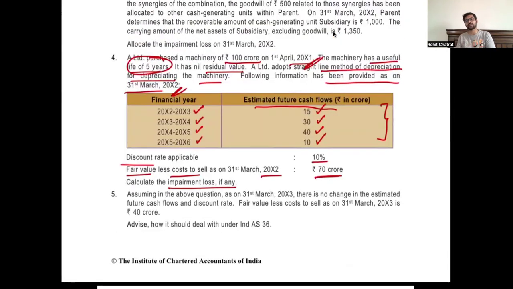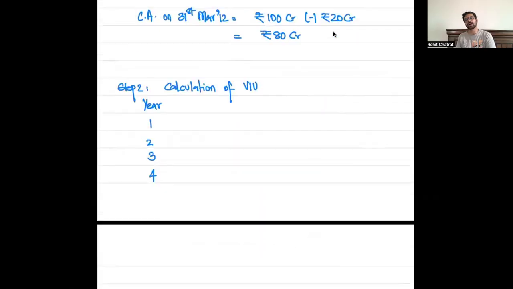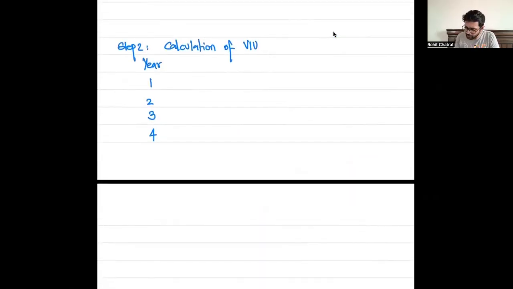Next comes step 2, which is calculation of VIU. All right, so we've got year 1, 2, 3, 4. We have got 4 years. Although the question has said 12-13, 13-14, 14-15, and 15-16, I'm calling them 1, 2, 3, and 4.